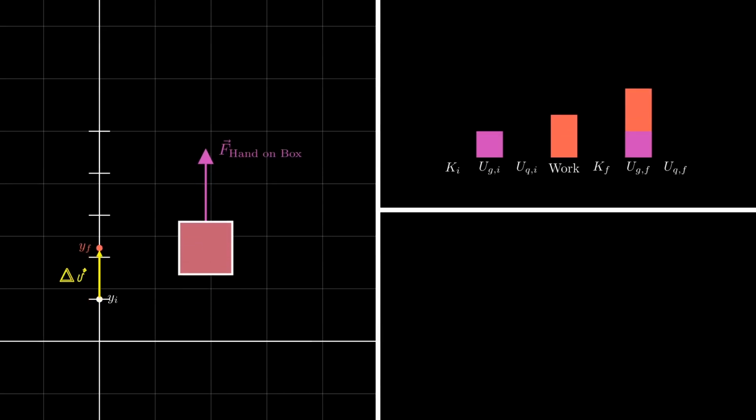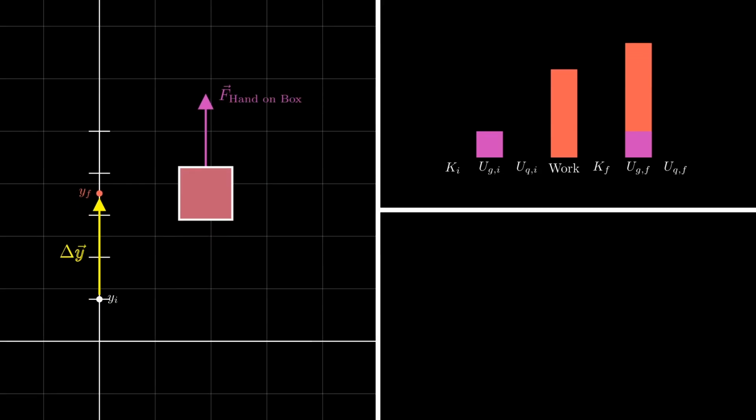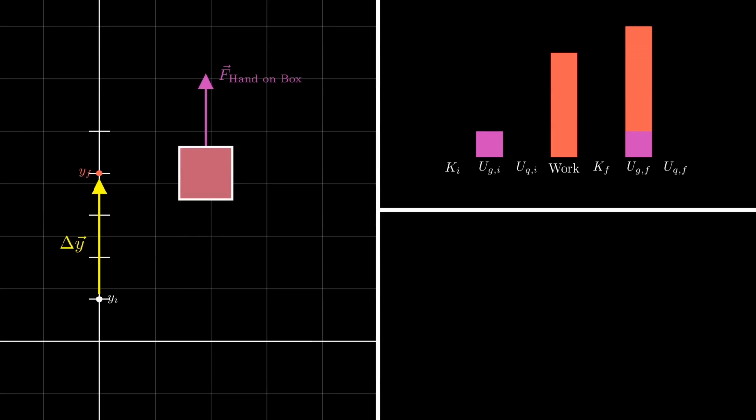In order to raise the box at constant speed, someone needs to exert an upwards force on the box equal in magnitude to the force exerted by the Earth. In this case, we can take someone's hand and hold the box up in this way. The person then raises the box through a vertical displacement, delta y, doing work on the box and adding to the gravitational potential energy of the system.